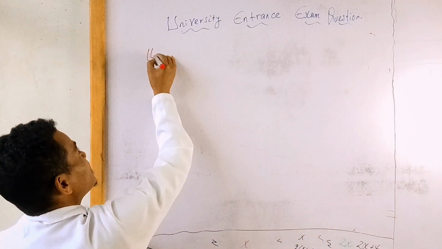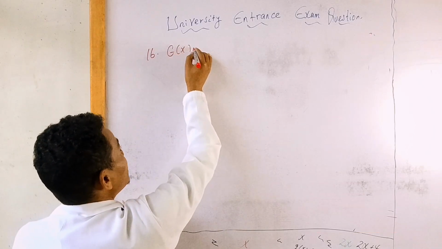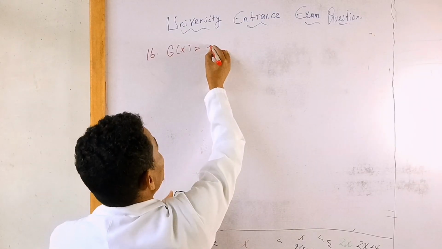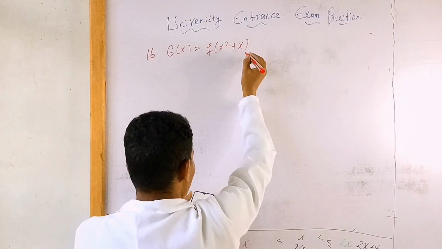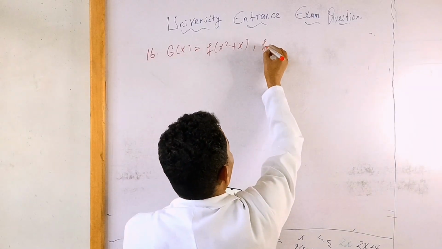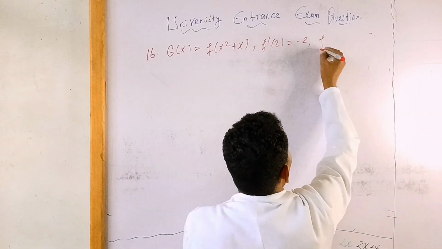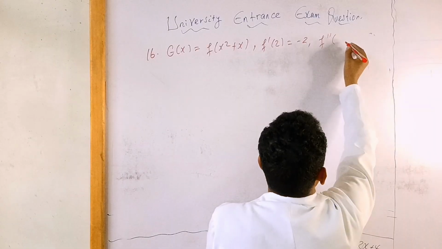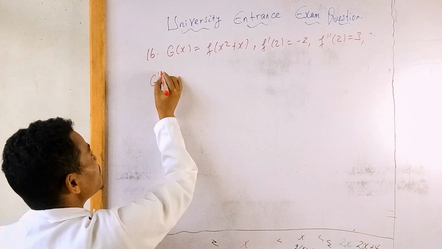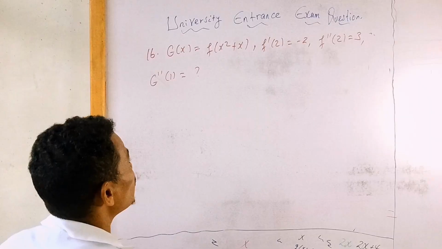Question number 16: if g of x is equal to f of x square plus x, and f derivative at 2 is equal to minus 2, and f second derivative at 2 is equal to 3, then g derivative at 1 is equal to what?